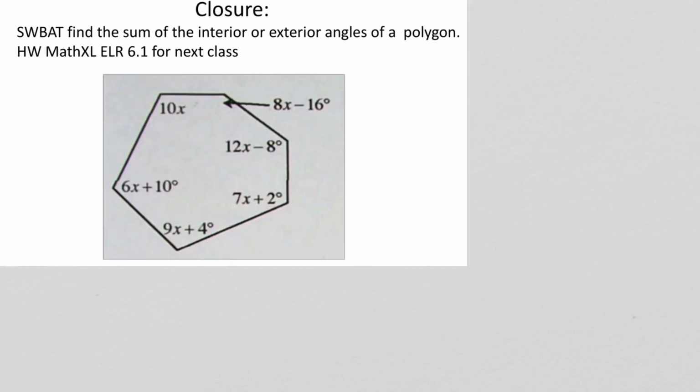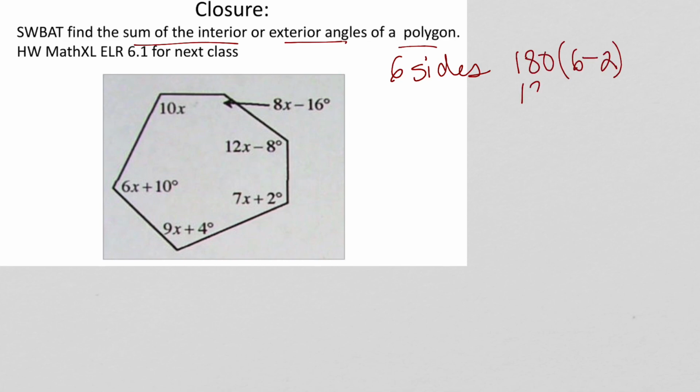All right, here's our closure for today. Our objective today was to find the sum of the interior and exterior angles of a polygon. Let's take a look at this polygon here. How many sides does it have? 1, 2, 3, 4, 5. It has 6 sides. And they're giving us the angles on the inside as expressions. So let's figure out what all the angles of a six-sided shape have to add up to on the inside. That's the formula we're using, 180 times n minus 2. So the sum of the angles here has to be 720 degrees.